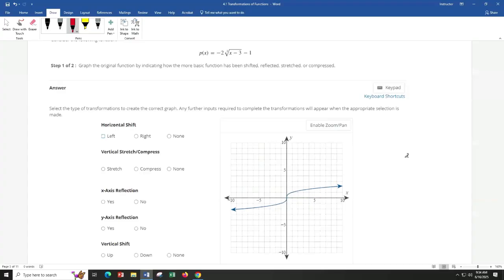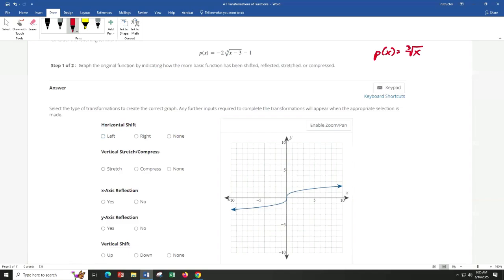Now, what is the base function? I give you a picture of it. What's the base function? Cube root of x, exactly. My base function is the cube root of x. Okay.